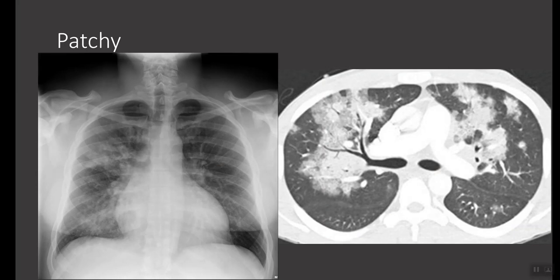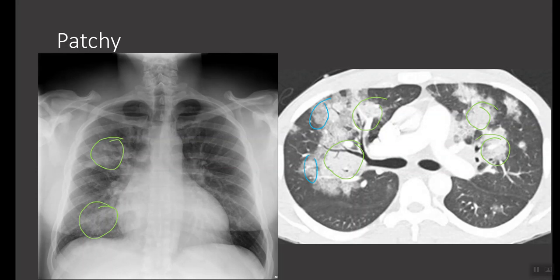Okay, so let's talk about patchy consolidation. So here we have a chest x-ray on the right and a CT on the left. These are two different patients. On the chest x-ray on the right, you can see that there are patchy areas of consolidation within the lung, mainly on the right side. Different patient with the CT, you can see that there's areas of consolidation, again within the lung. There's also some areas of ground glass opacity. We'll talk about that in a little bit.